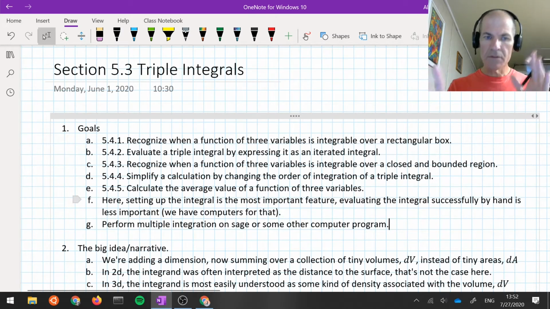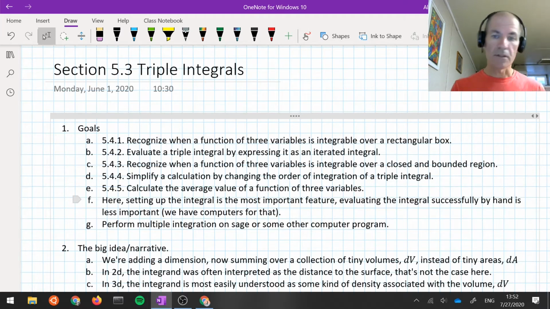The book doesn't really do this, but this is something that I feel is important. I'm much more interested in you being able to describe the domain and turn that description into limits of integration in a triple integral or in a double integral than I am in you actually being able to grind out the multiple integration by hand. So here, for me, setting up the integral is the most important goal, and then also being able to evaluate that integral with some kind of a computational program is an important goal too.